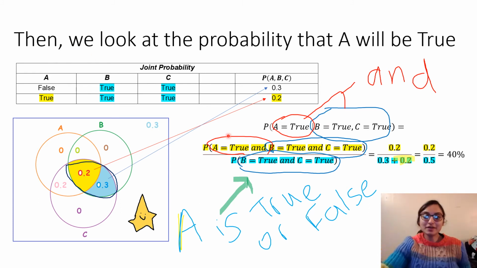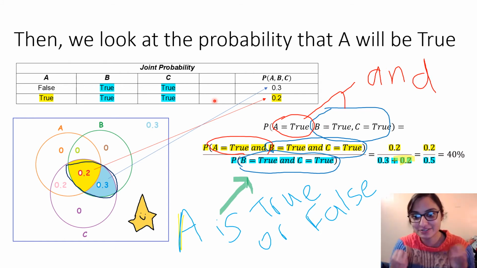And that's sort of what this will become then. So you're going to look at the 20% divided by the 50% here, and that's going to be 40%. So that is the probability, that is a conditional probability that A is true given that B is true and that C is true. So that's how you do Bayes' rule.